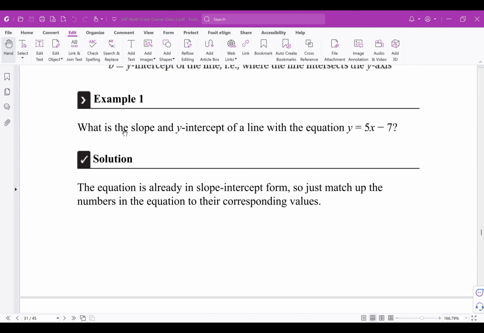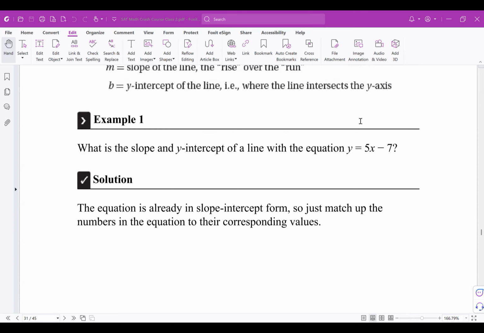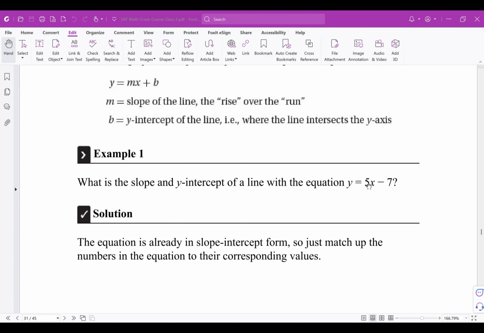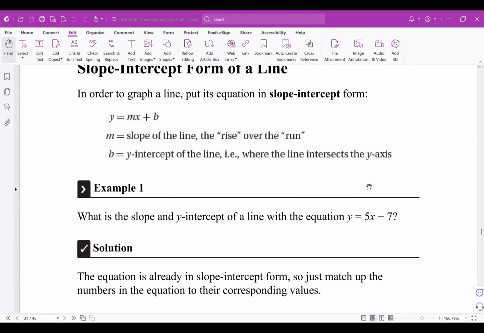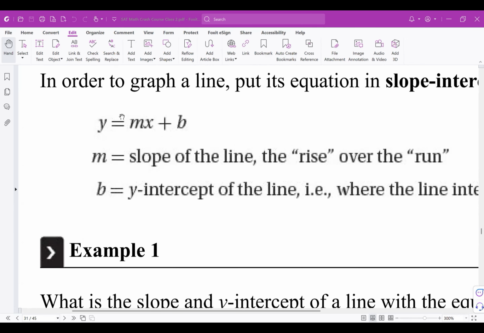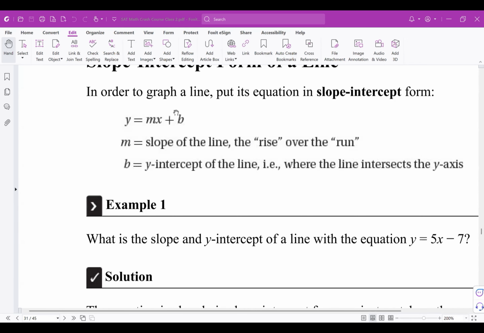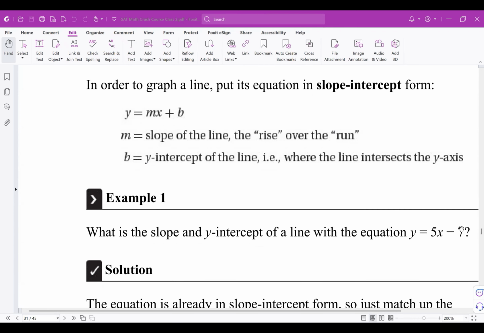What is the slope and y-intercept of a line with the equation? Compare it with the standard equation of a straight line. This is the slope-intercept form equation of the straight line. So you just need to compare this equation with that equation.